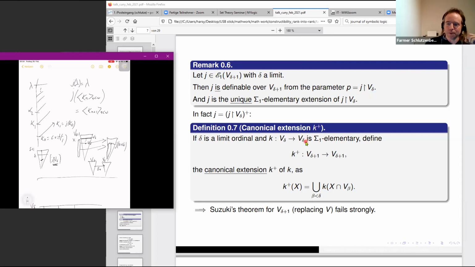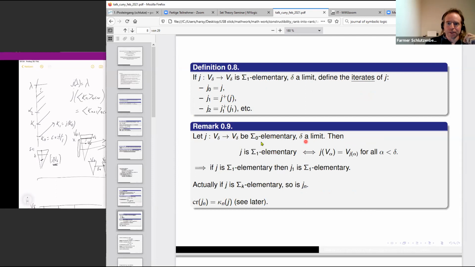Okay, so just a bit of some standard tools here. If we have a j: V_δ to V_δ that is Σ1 elementary and δ a limit ordinal, then we define the iterates of j just by repeated application. So j0 is j, j1 is j(j), j2 is j1(j1), and so on. So basically the same thing as if you had a measure and you were linearly iterating by forming ultrapowers through the finite iterates.